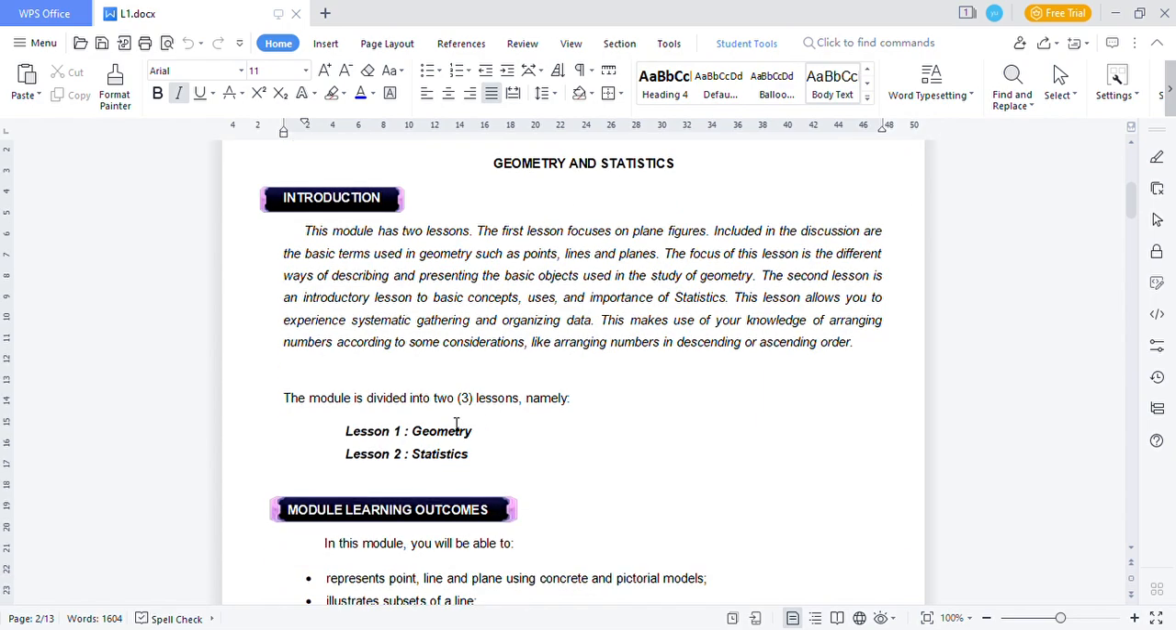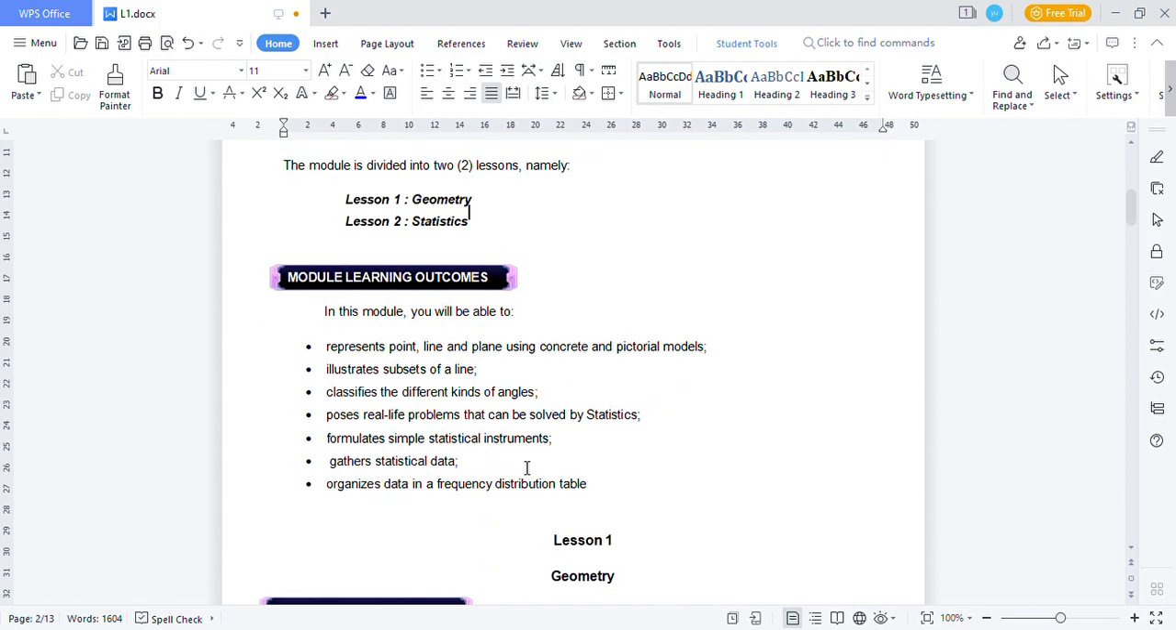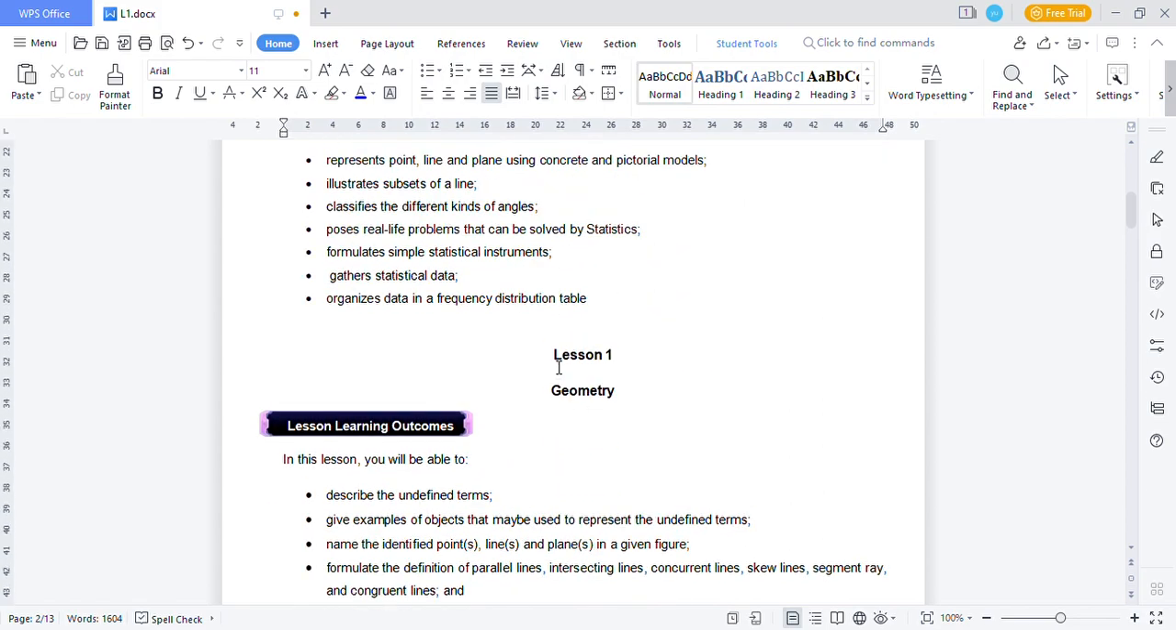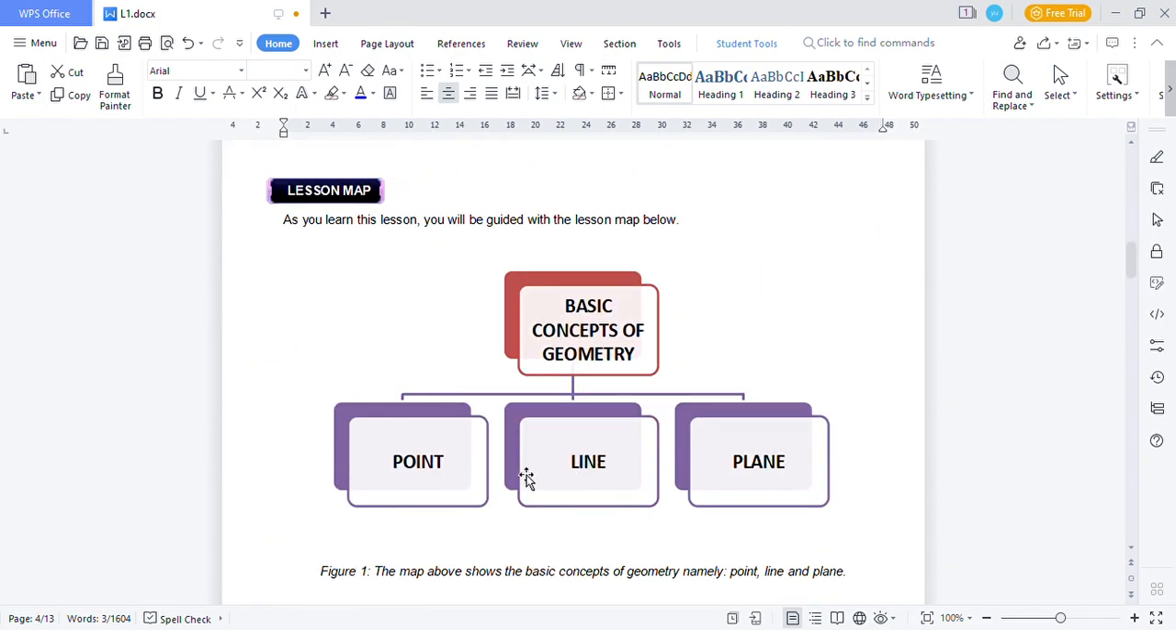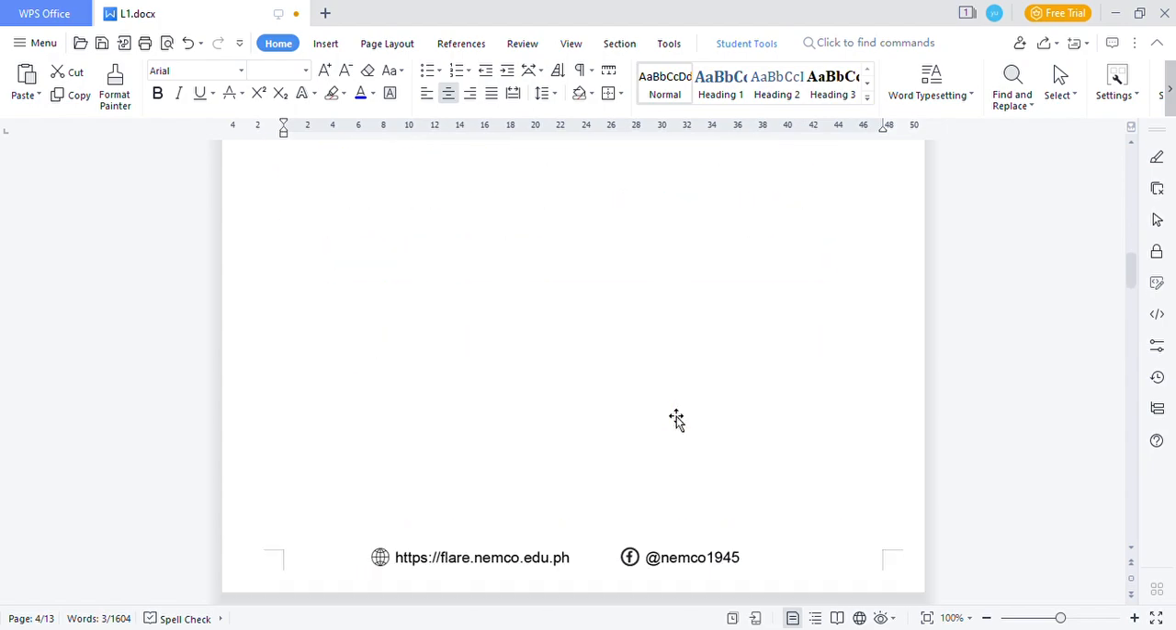And we have two lessons actually. For Lesson 1, this is all about geometry, and for Lesson 2, it's all about statistics. So we will try to discuss first geometry in our Lesson number 1. Again, we will just be discussing the basic concepts of geometry. So we will discuss the point, the line, and of course the plane.